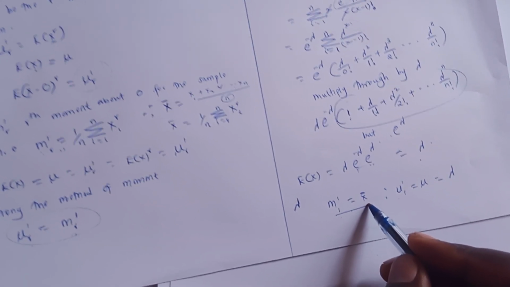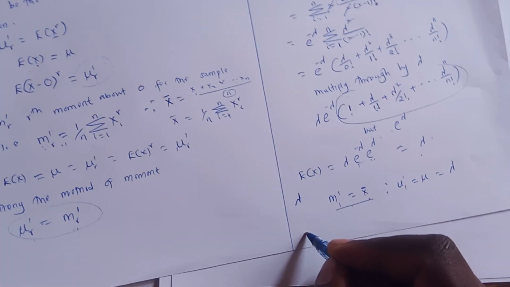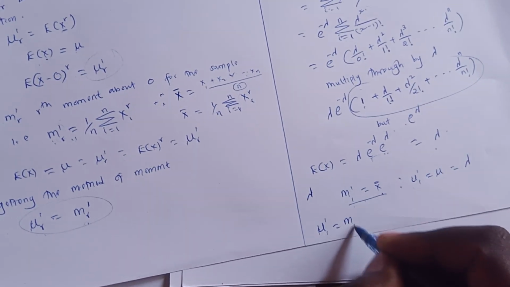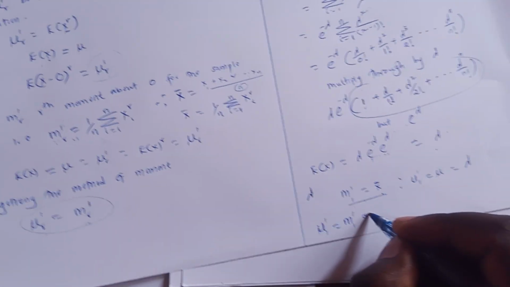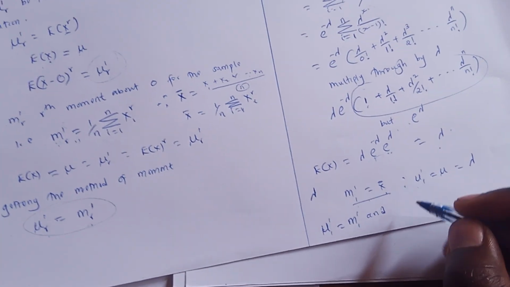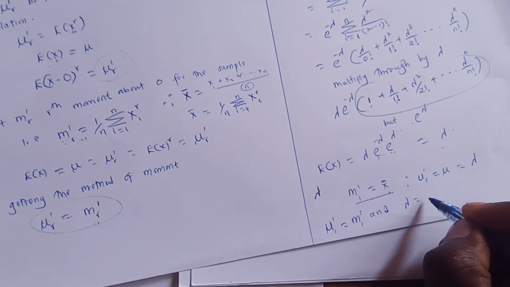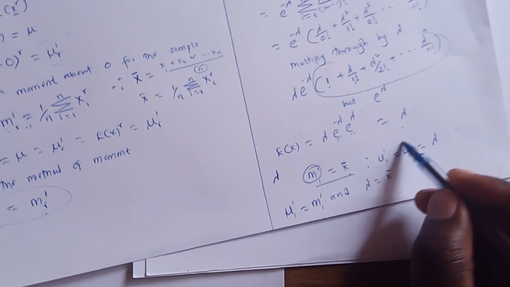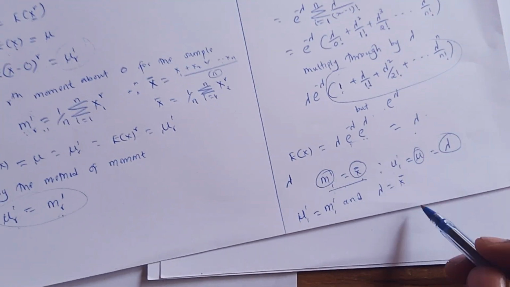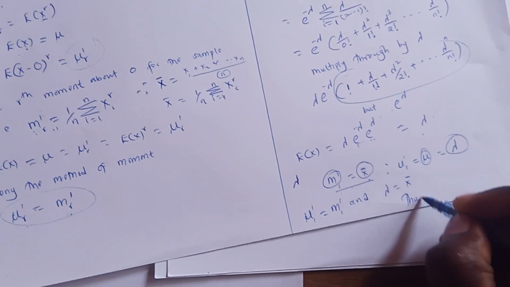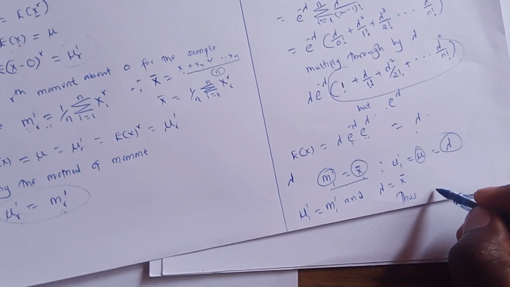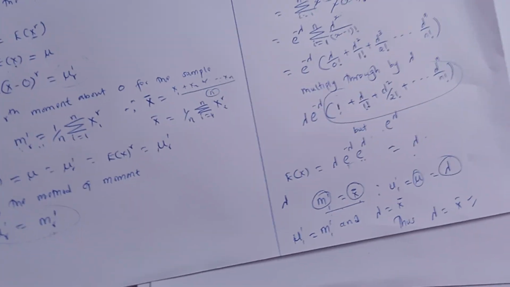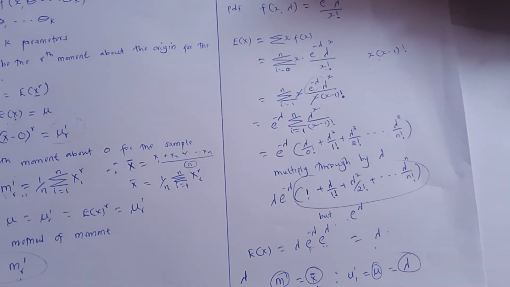Therefore, equating the two moments, this means that mu is the same as m prime, right? And this one is lambda, the same as x bar. We are just equating this one and this one, right? Thus, by our method of moments, lambda is the same as x bar. Then you have finalized everything.